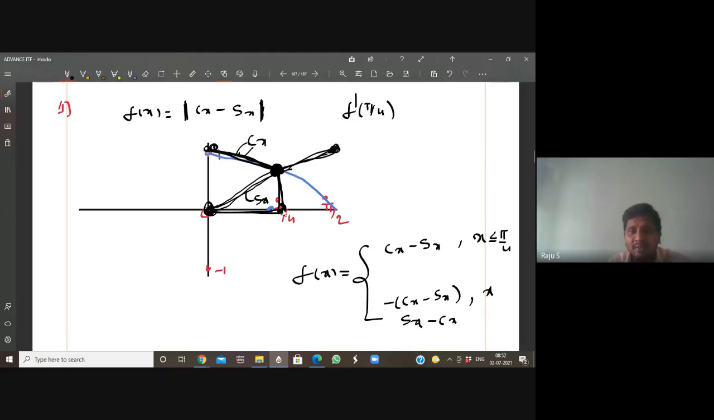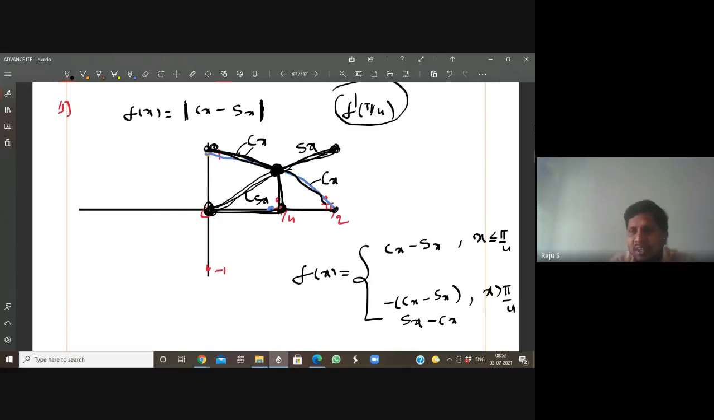Now after pi by 4 to 90, what about sine? Sine is having the highest value, cos having the least value. So sin x minus cos x is positive, so here we should write x greater than pi by 4. Always we should consider positive alone because modulus will be there. Like that, we split it into two intervals: x lesser than or equal to pi by 4, and x greater than pi by 4. They are asking also f dash of pi by 4.